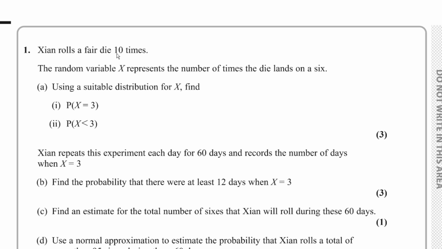Zan rolls a fair die 10 times. The random variable X represents the number of times the die lands on a 6. Part A. Using a suitable distribution for X, find, for the first part of part A, the probability that X equals 3, and for the second part of part A, the probability that X is less than 3.